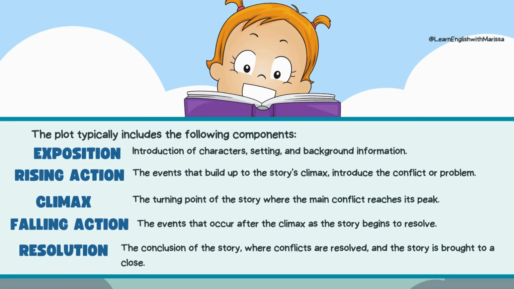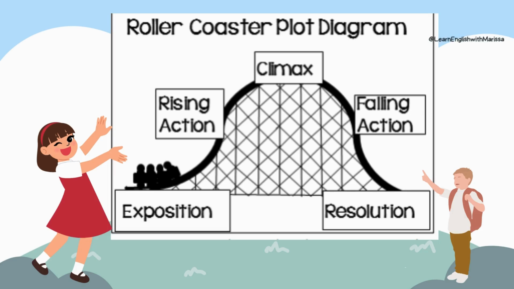We think of the plot as being like riding on a roller coaster. The exposition is the beginning of the story. Here is the introduction of characters, setting, background information, and conflict. Next comes the rising action. At this point, the ride has begun.